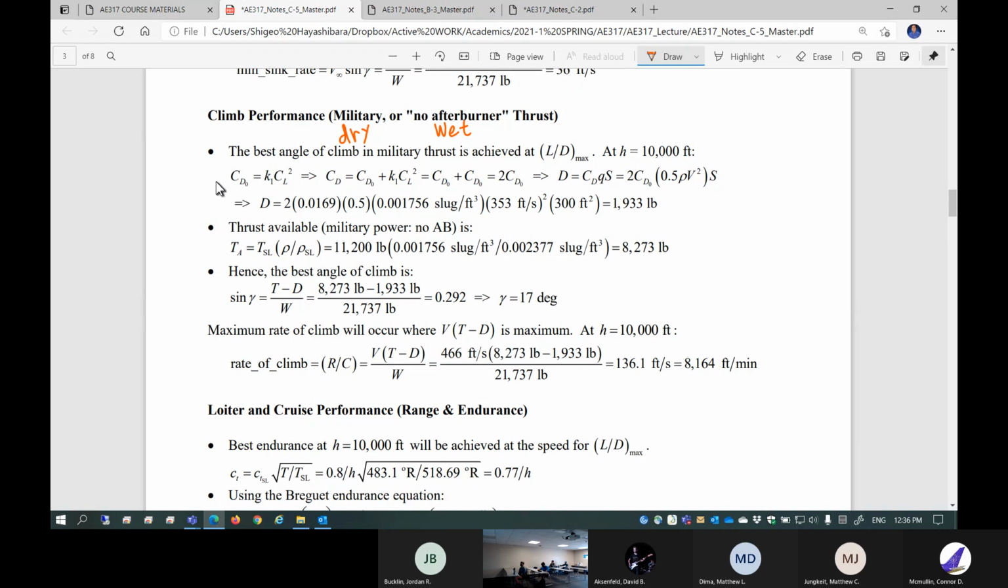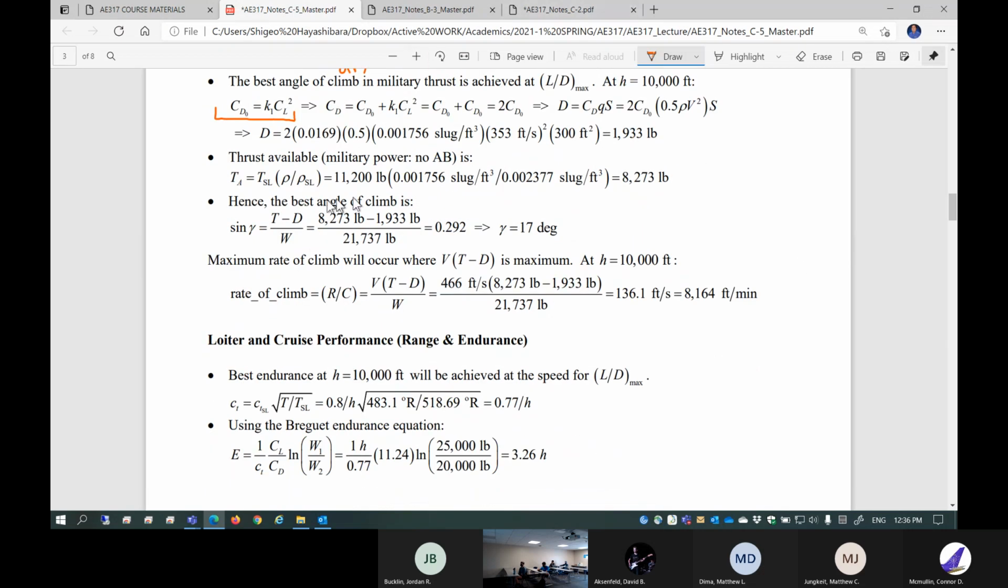Okay. So this is the condition for the best angle of climb. This is the maximum L over D, and then you're going to compute the thrust available. And then this is the best angle of climb. Basically, this is a flight path. 17 degrees is the best angle of climb in this case.